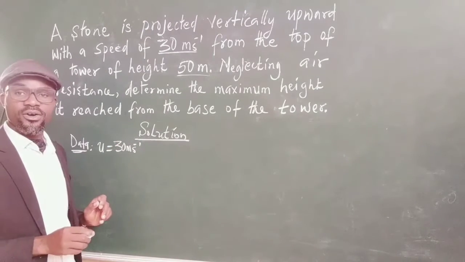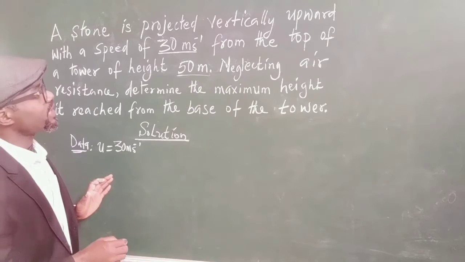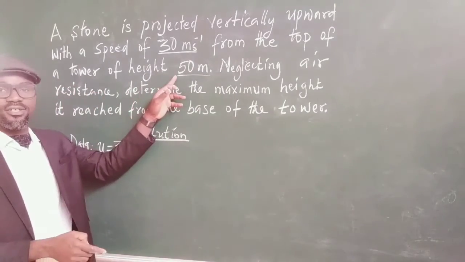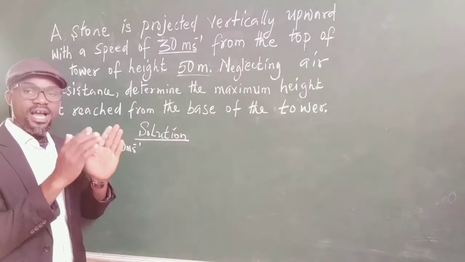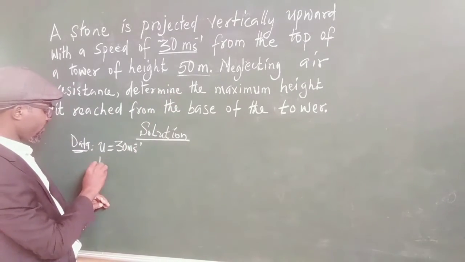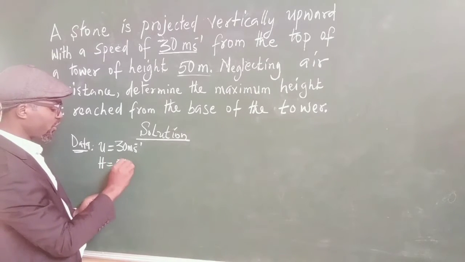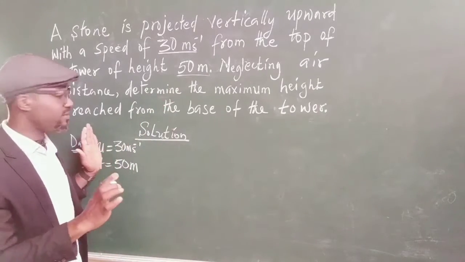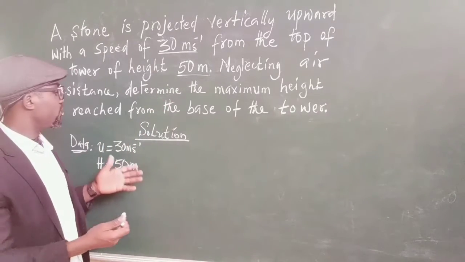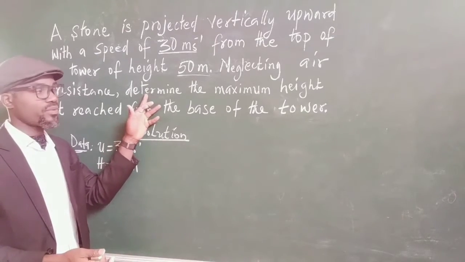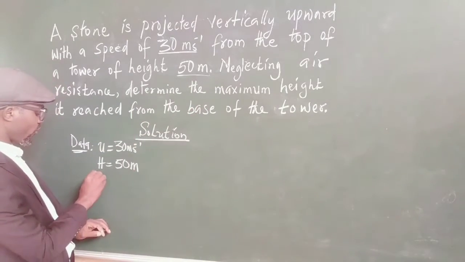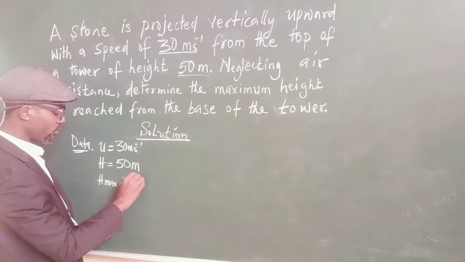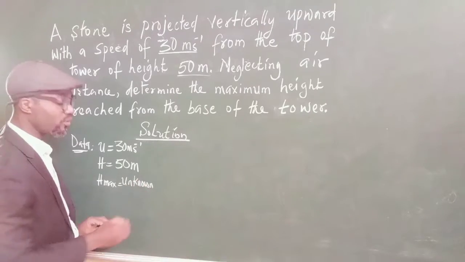Then from there, we take the tower's height. The tower has a certain height, given as h is equal to 50 meters. They say neglecting air resistance, that is the influence of air on the object. Determine the maximum height, so we are looking for h max. H max is unknown. That's what we are looking for.